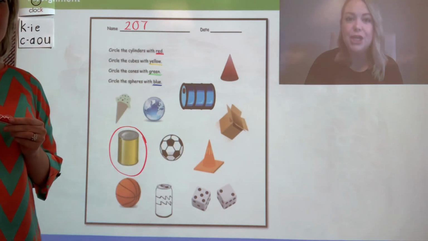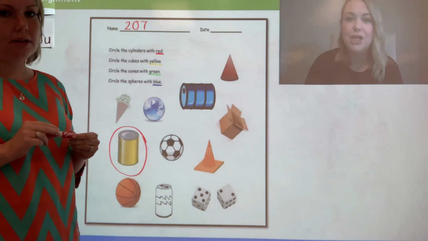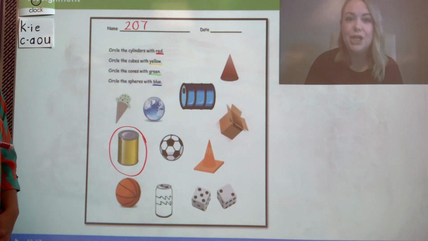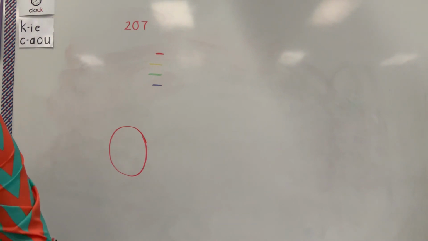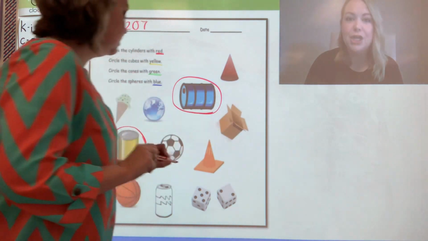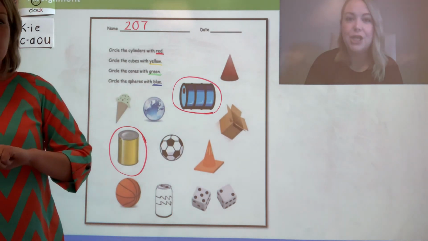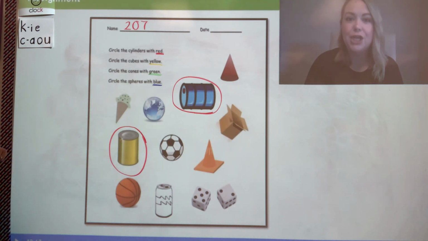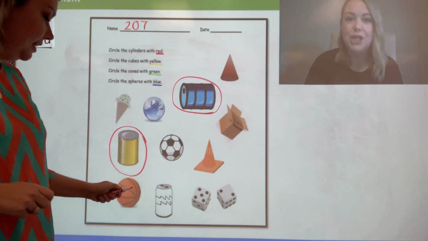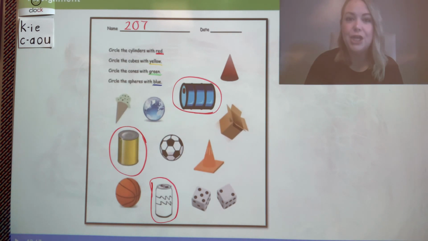What else is the shape of a cylinder? Raise your hands if you think you know. Russell. The white can and the blue can. Okay. The blue one looks like an oil can or oil drum. And I'm gonna call in one more friend. I think there's another cylinder. Estelle, tell me another cylinder. The soda can, very good. The white soda can is another cylinder. So I circled those with red.